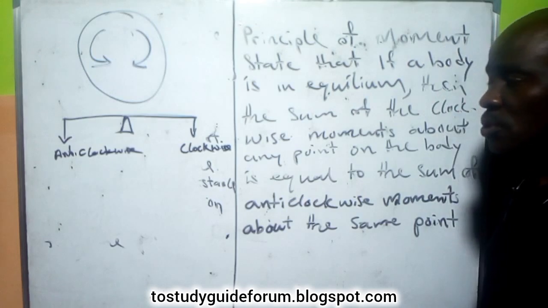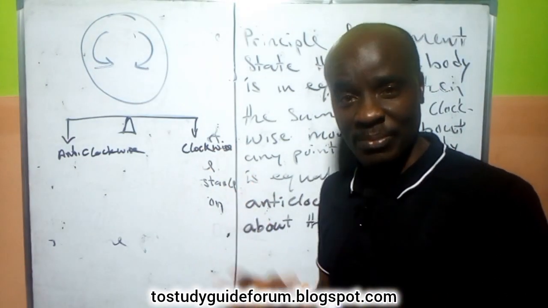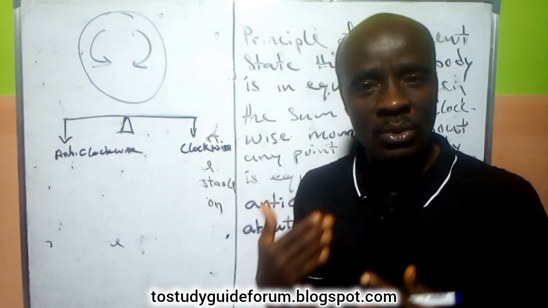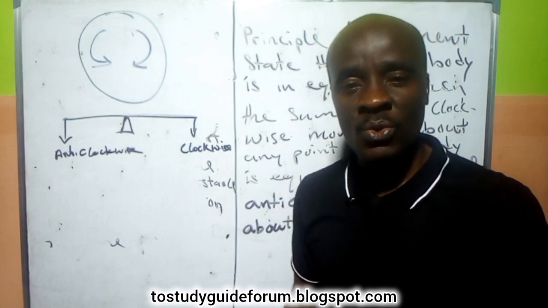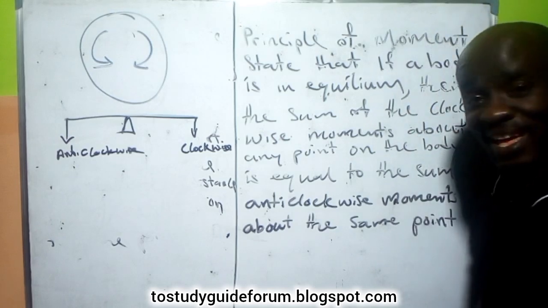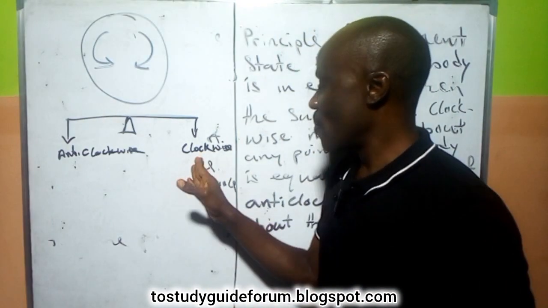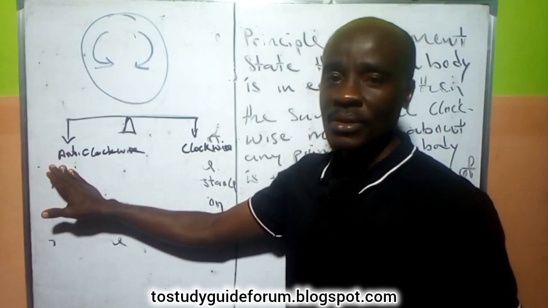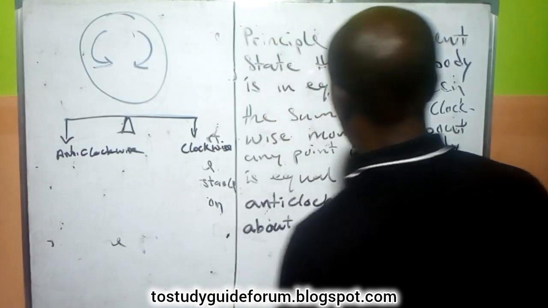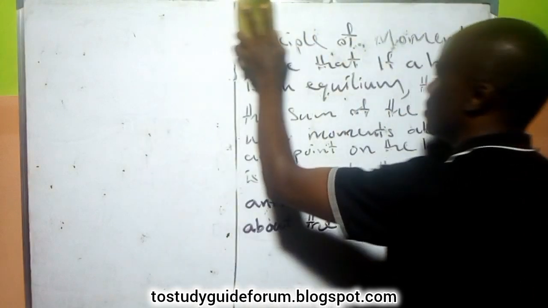Now, having known this, we need to try some simple questions. This is just the beginning. As we go ahead, you'll find that we'll be looking at some complex ones. But now I want to start off with simple ones that will encourage you to dig deeper into the actual topic. We know that the sum of the clockwise and the sum of the anti-clockwise moments must be equal for a body to be in equilibrium. So let's look at some questions that will help us understand this and know how to apply it effectively.